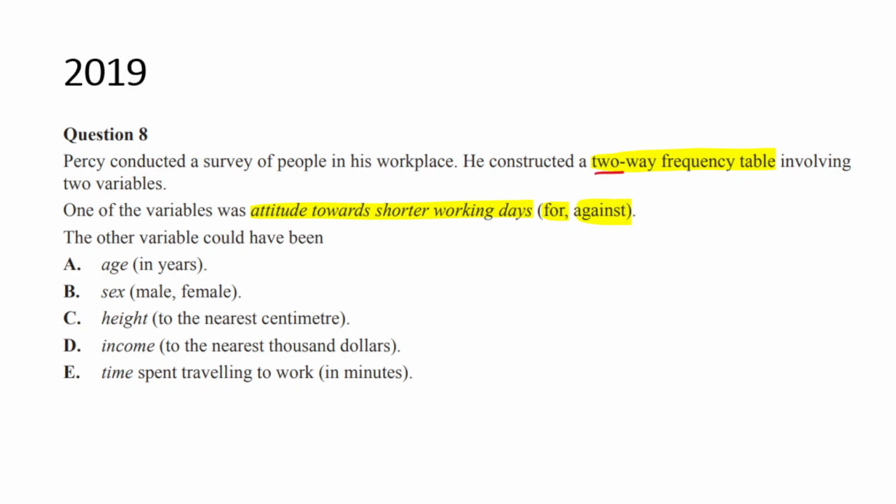Well, a two-way frequency table, as we've already seen, is a type of graph that compares two categorical variables. So attitudes towards shorter working days, this is one categorical variable. We're after the other categorical variable. So it's not age. It could be sex, male or female. It's not height. It's not income. It's not time, because they're all numerical.